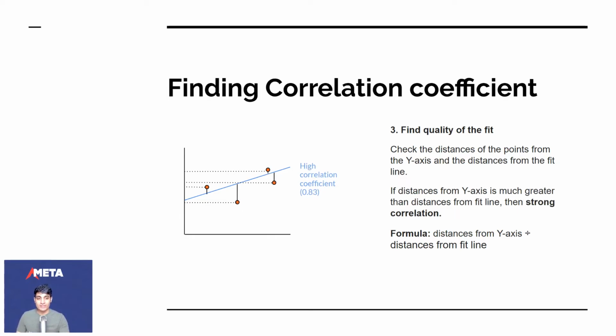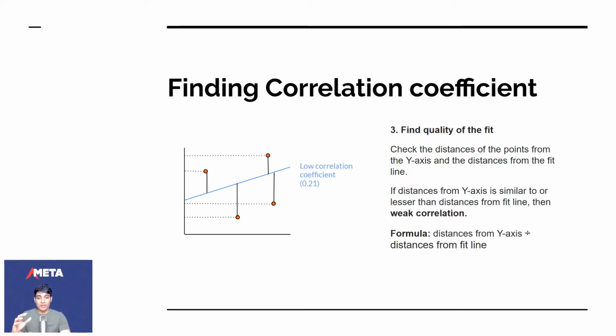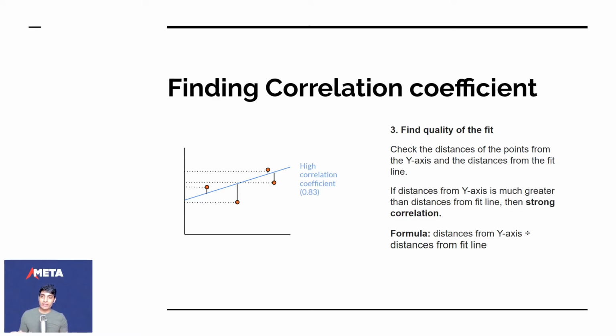And as you can see, there's a high correlation coefficient here because if the distances from the y-axis are much greater than the distances from the fit line, then there's a strong correlation. The formula is distances from the y-axis divided by distances from the fit line, which is the same as the previous formula, right? It's the same formula in both places, both for weak and strong correlations. At the end of the day, if I had shown you the formula for this first and never shown you this visually, you would never have gotten it, right? It's a hard concept to understand without first seeing it visually.